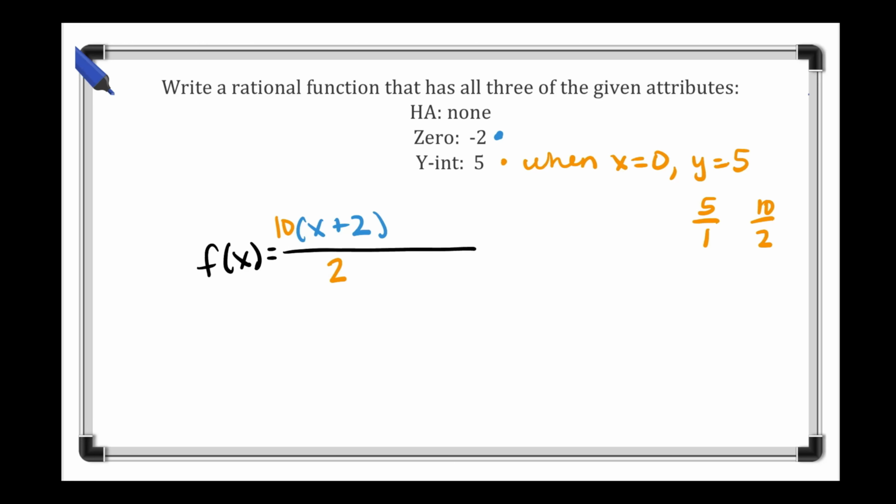When you have a horizontal asymptote of none, that means it is going to be top heavy. So right now your degree is a 1. I mean, the degree on the denominator is 0, so that one checks out.